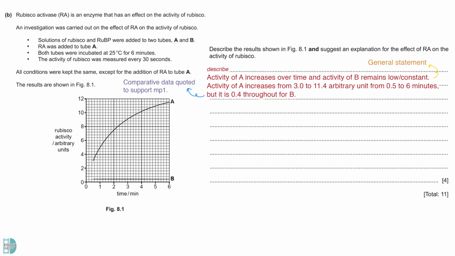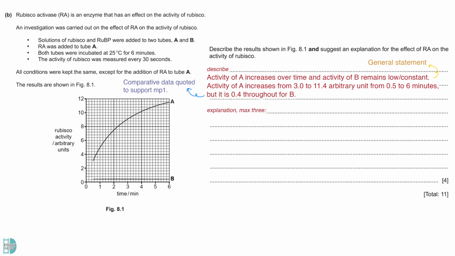Then, quote comparative data to support point number 1. For example, in A, the activity increases from 3 to 11.4 arbitrary units, from 0.5 to 6 minutes. For B, it remains at 0.4 throughout.